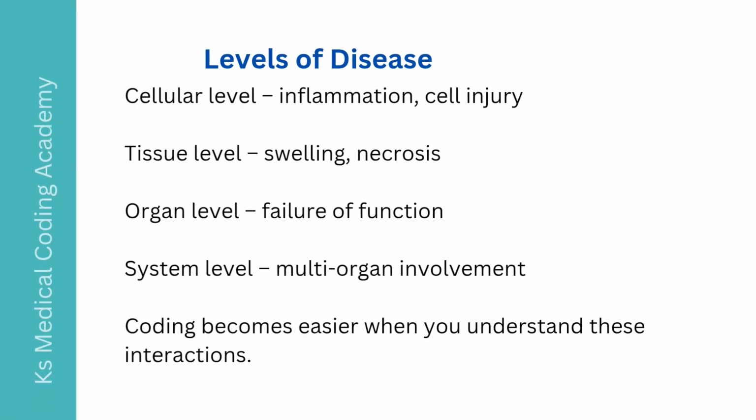Levels of disease. Disease affects the body at multiple levels. It begins at the cellular level, then spreads to tissues, organs, and entire systems. Coding often requires identifying which organ or system is affected and how severely it is damaged. This level of detail comes from understanding pathophysiology.